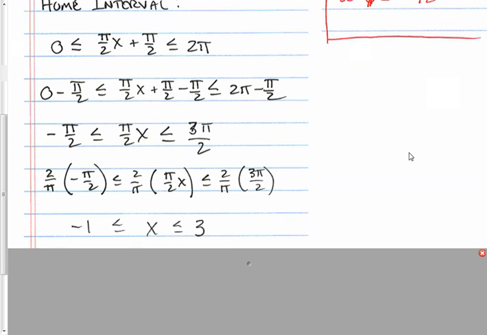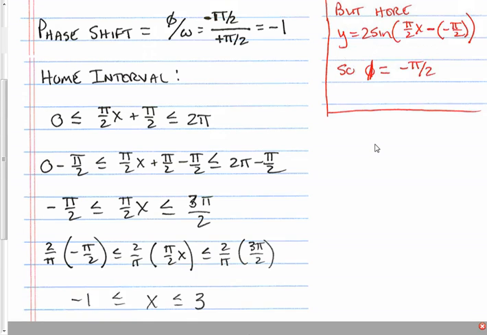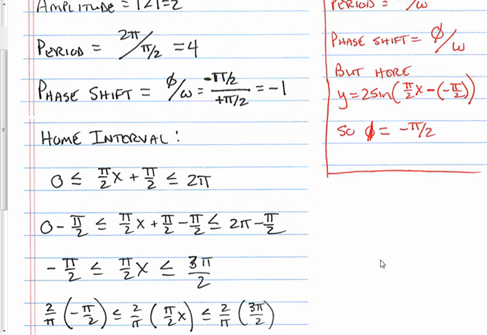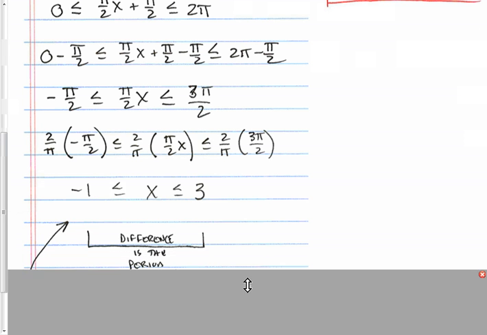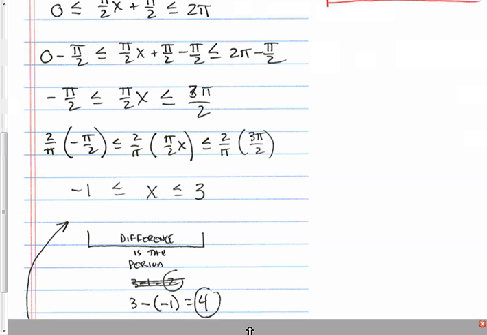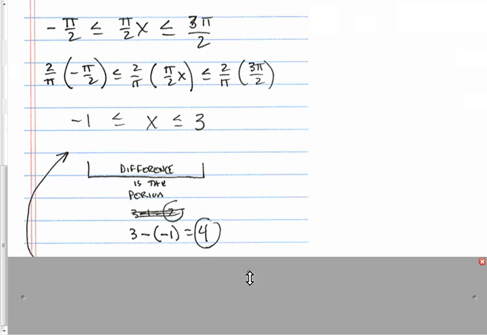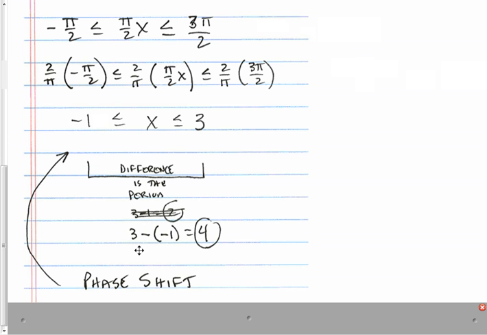Now this is similar to what I showed in the previous problem. Remember, the period is 4 and the phase shift is negative 1. This number will always be the phase shift number once we get our home interval. And the distance between here and here is the period. So if I take 3 and subtract a -1, I get a +4. So yes, between here and here is the period. And as already pointed out, this number on the left is the phase shift, and that's exactly what we had above.